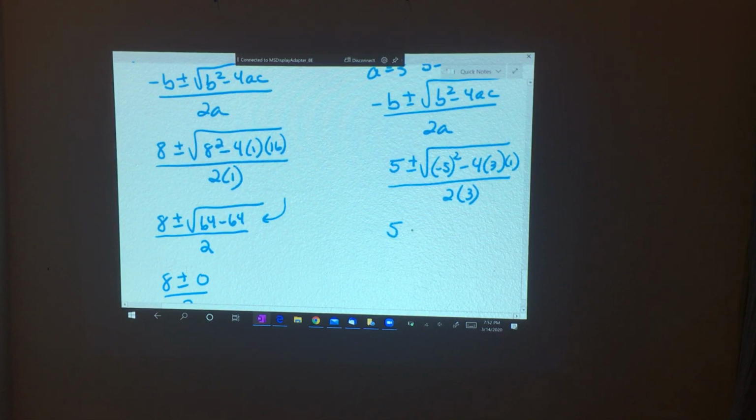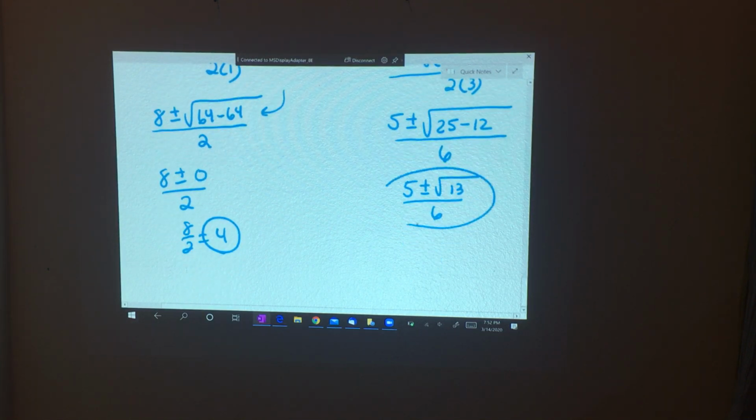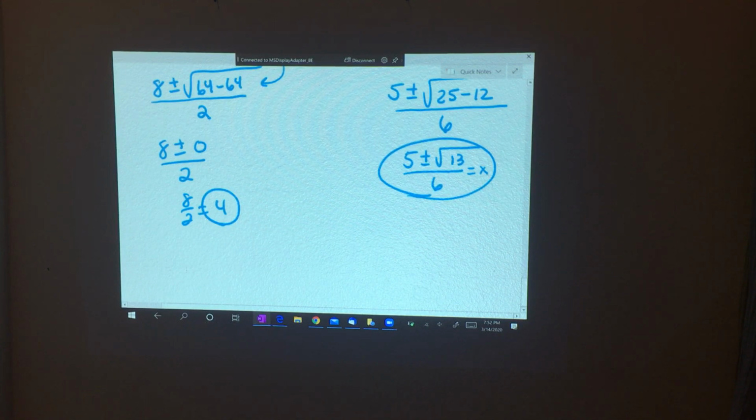Okay, back to this. Negative 5 squared is 25 minus 12 over 6. And we'll keep going. We get 5 plus or minus the square root of 13 over 6. If you had this answer for x on your paper, I would accept it. But I want you to be able to grade your homework. So we're going to make sure and use the calculator to do the square root of 13.